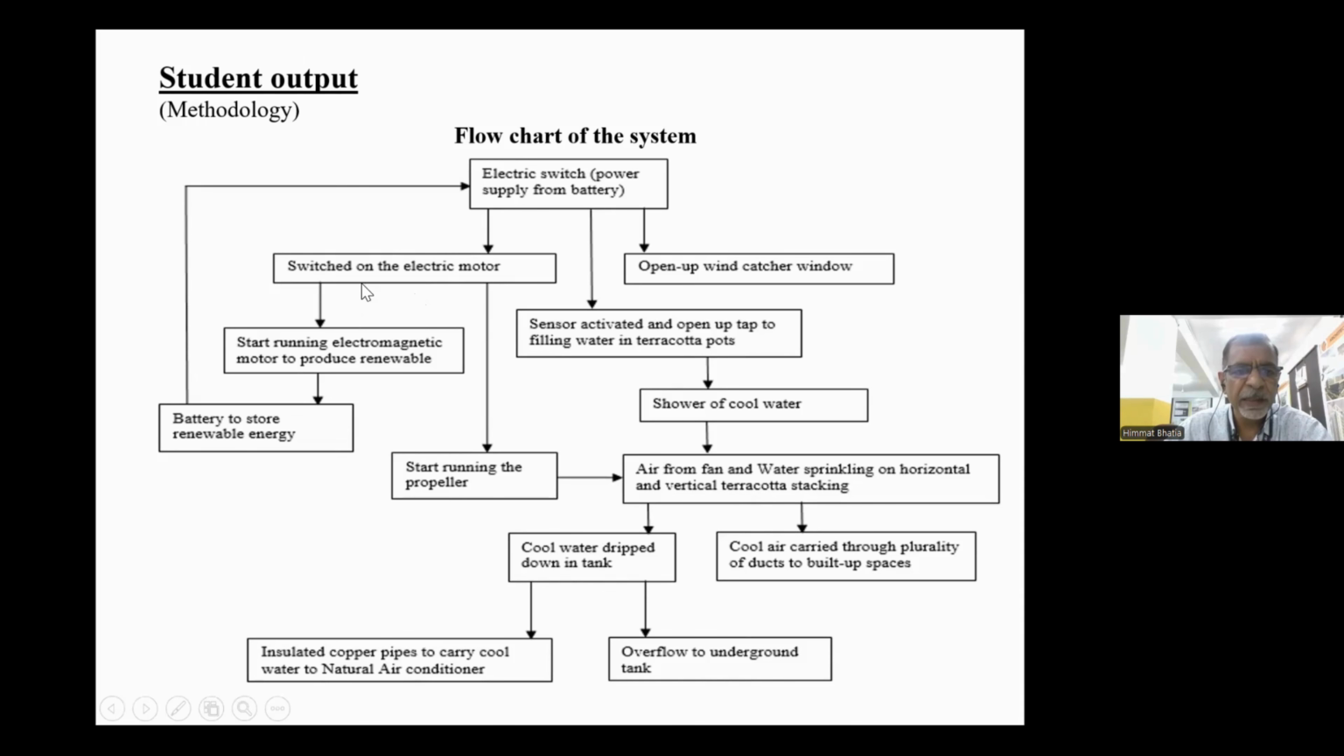And on the left side, the electrical motor is switched on. It will start the electromagnetic induction motor to produce renewable energy. And then it will be stored in the battery on the left side. And by using an inverter, this battery will be transforming the DC into AC, and then again switching on the electrical motor. I mean, the electrical switch. Now the electricity is not required from outside because this is generating the electricity on its own.